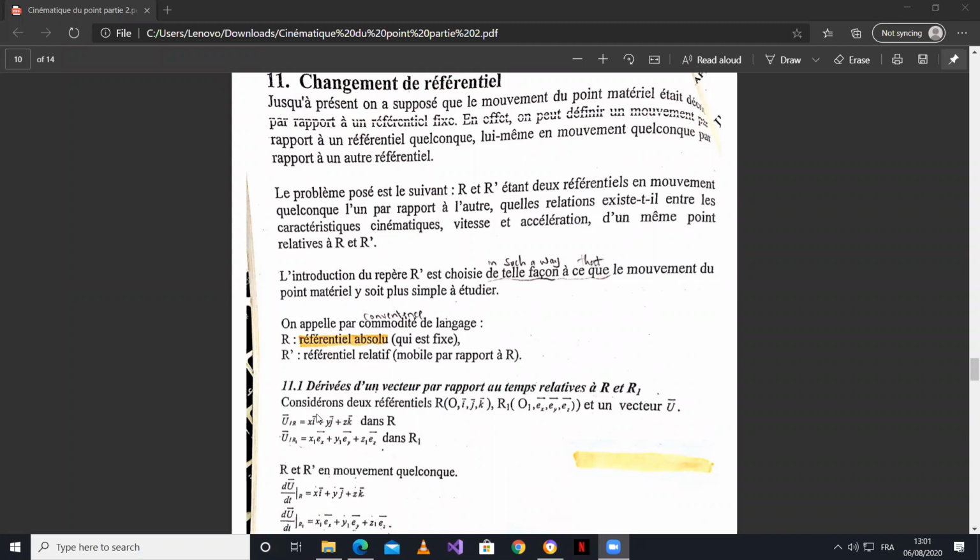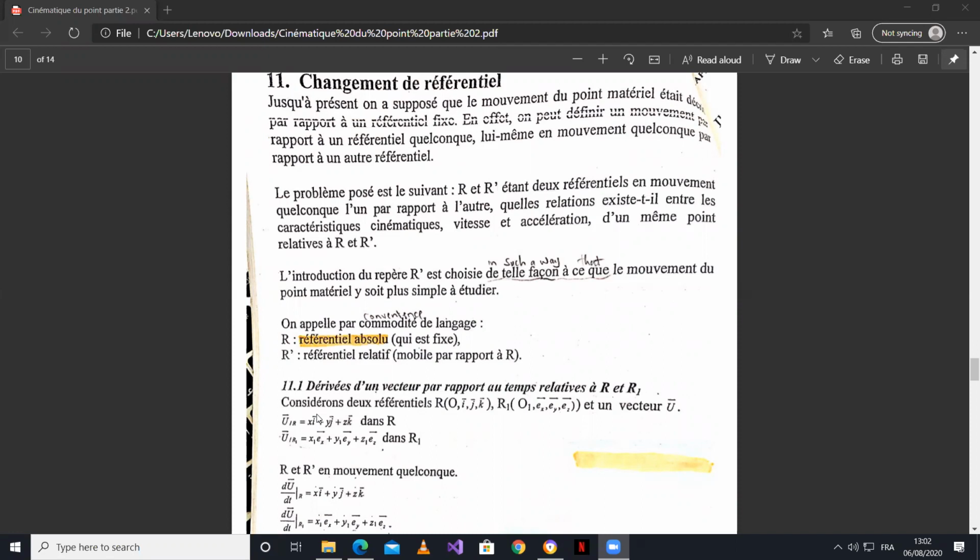This is down R. And then we can also write the same vector U, but this time not in R, but in R1. So the base we're going to use this time is going to change. We're going to have X1 suivant EX plus Y1 suivant EY plus Z1 suivant EZ, because we have changed the referential and the base has changed.